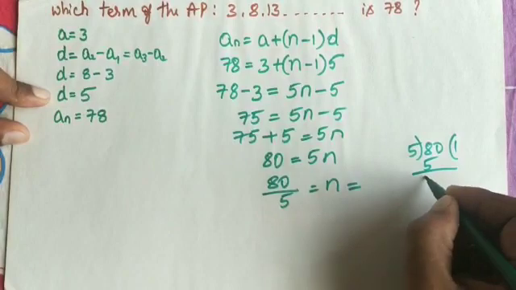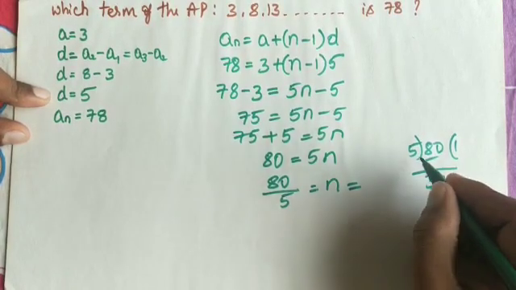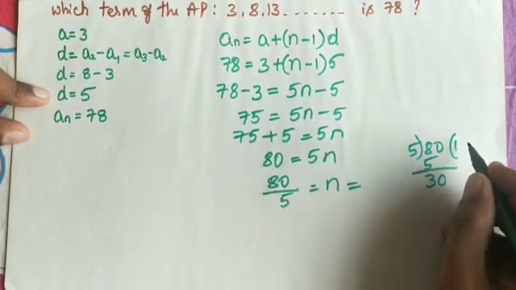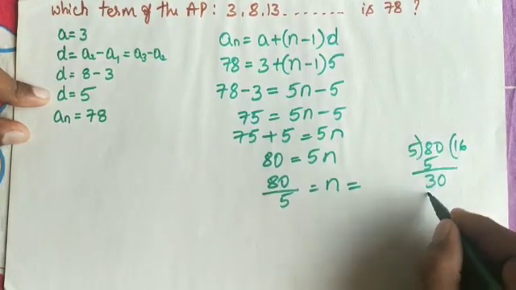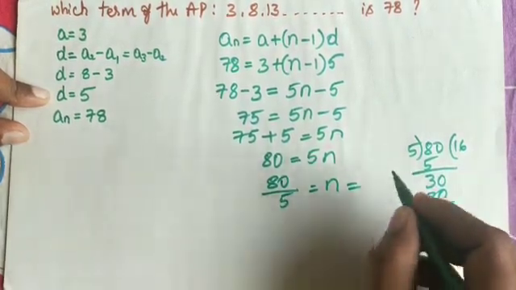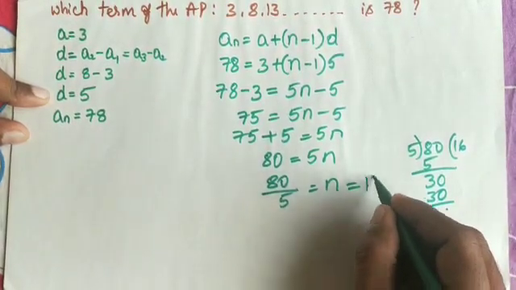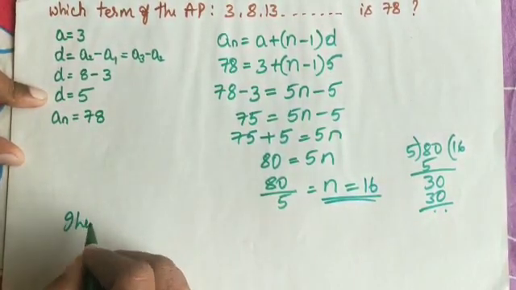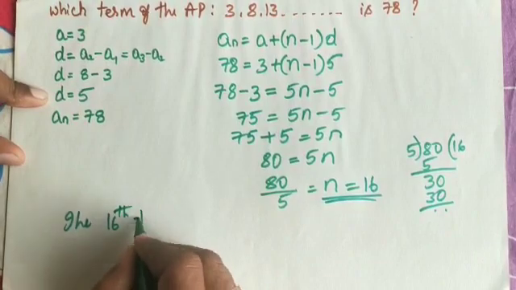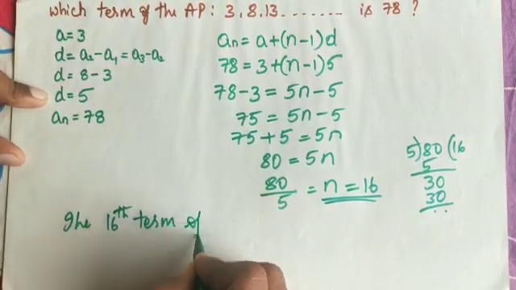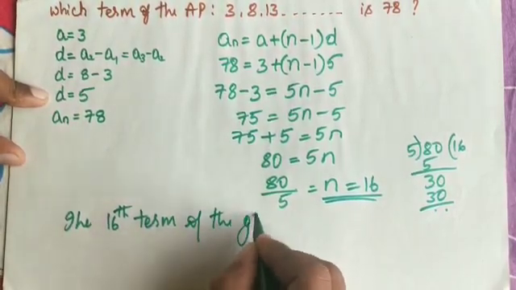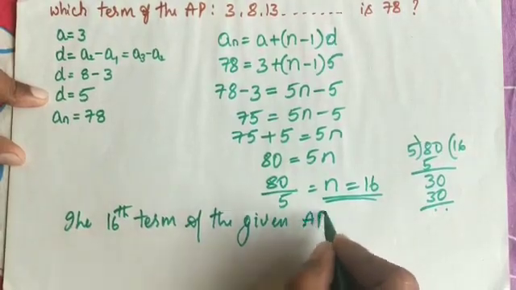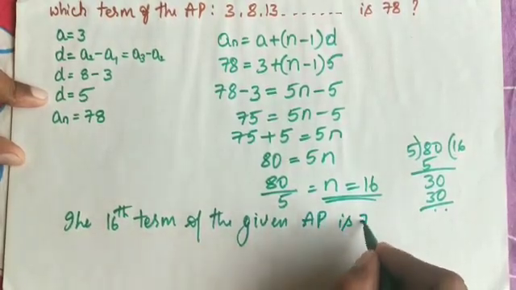80 divided by 5: 5 ones are 5. So what is the remainder? 30. We will take this one, 5 sixes are 30. So the answer is n is equal to 16. Therefore, we can conclude that the 16th term of the given AP is 78.